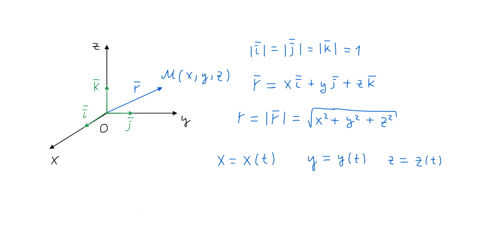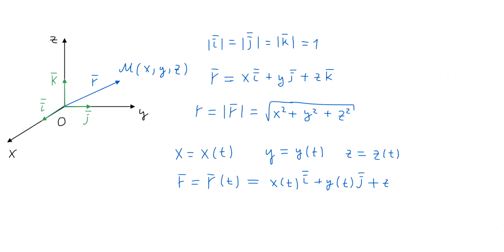And in the same way, we can write a radius vector. Radius vector is a vector function of time. And of course, it can be written as x as function of time t, i, plus y as function of time t, j, and plus z as function of time t, k.